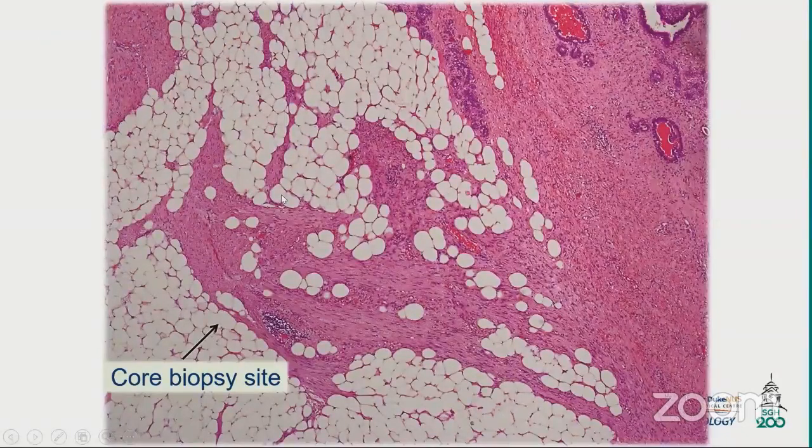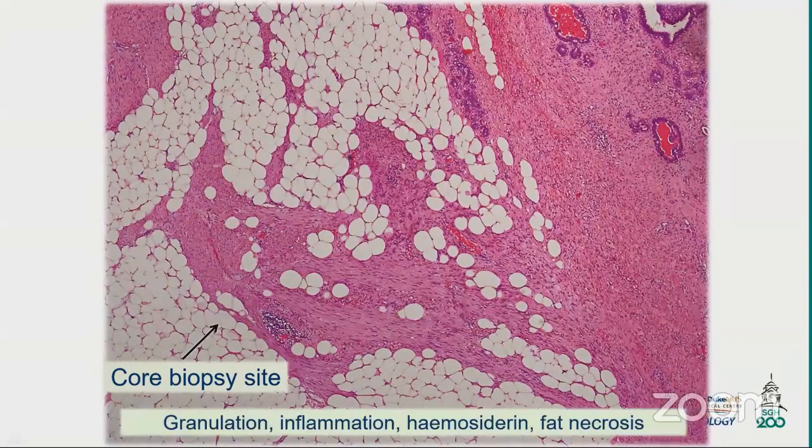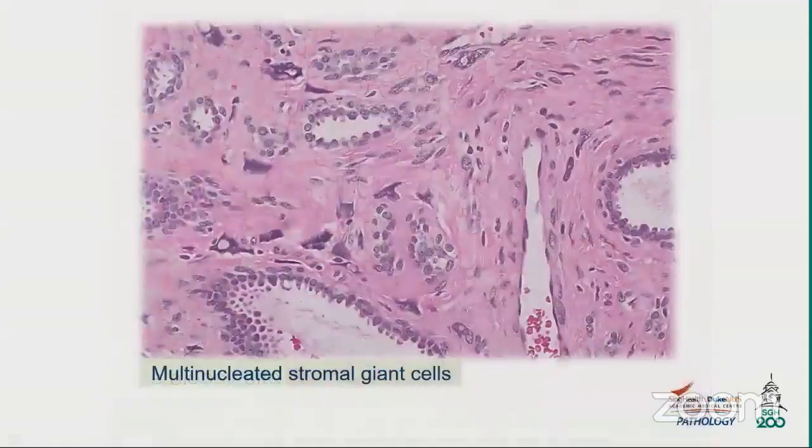A histological picture of a core biopsy site in an excision specimen of a phyllodes tumor, and on cursory overview, one might mistake this for the permeative border of a phyllodes neoplasm and then upgrade it to a borderline category. So what are some clues to this appearance being that of the reparative change of a core biopsy? Well, they include the presence of granulation, inflammation, hemosiderin, and fat necrosis.